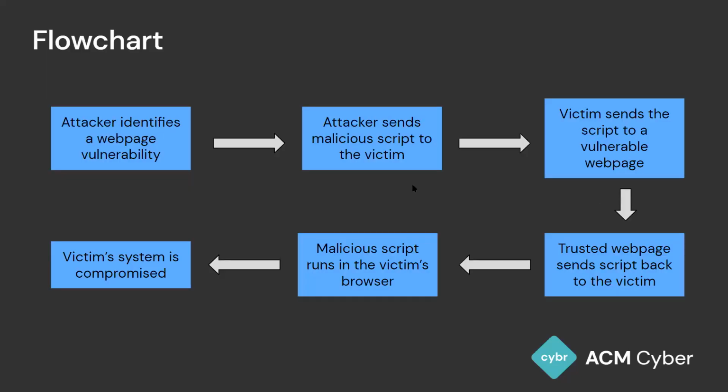Again, I like the flow chart. I think it's a simplified version of how it flows. The most important thing is that the attacker identifies a web page vulnerability, right? The web page itself has to be vulnerable to cross-site scripting. Then you send it to the web page and it's reflected back to the system, and then the system is quote unquote compromised now.